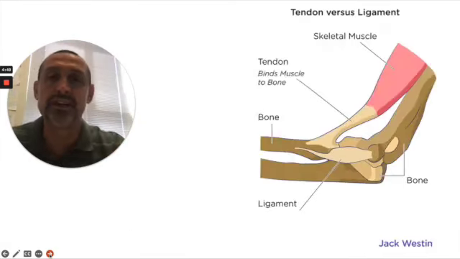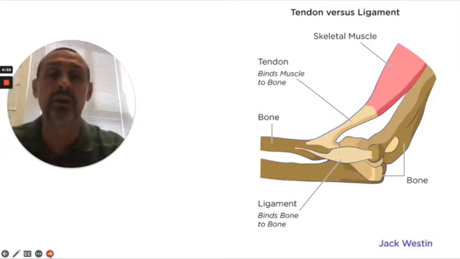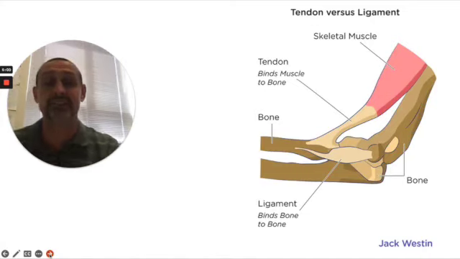What's the difference between a tendon and a ligament? So tendons are going to connect muscle to bone, whereas ligaments connect bone to bone. Both of those are connective tissue. Ligaments are usually much more dense than tendons.